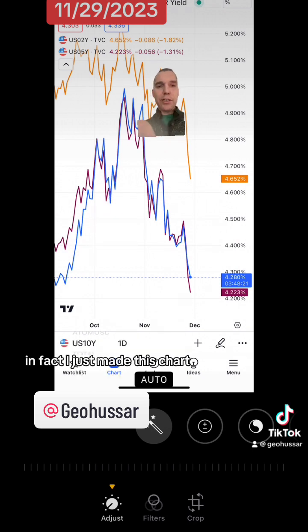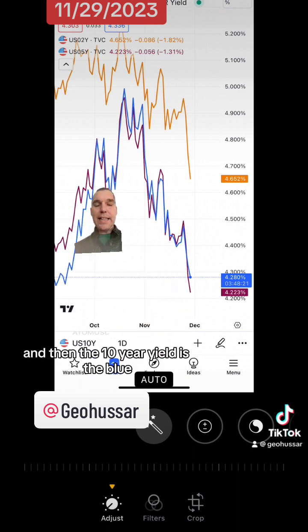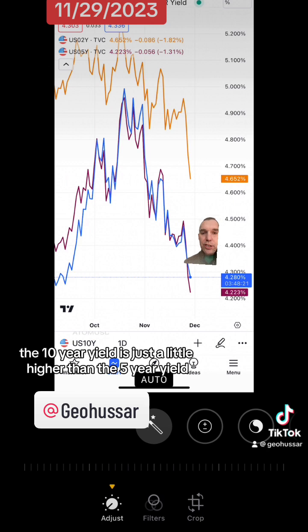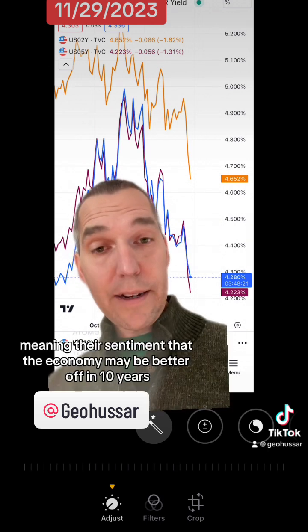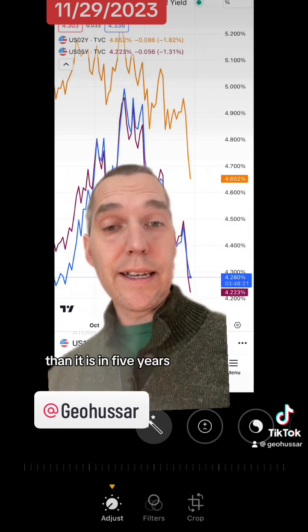In fact, I just made this chart showing the 2-year yield. This 5-year yield is the red, and then the 10-year yield is the blue. And look at this. The 10-year yield is just a little higher than the 5-year yield, meaning there's sentiment that the economy may be better off in 10 years than it is in 5 years.